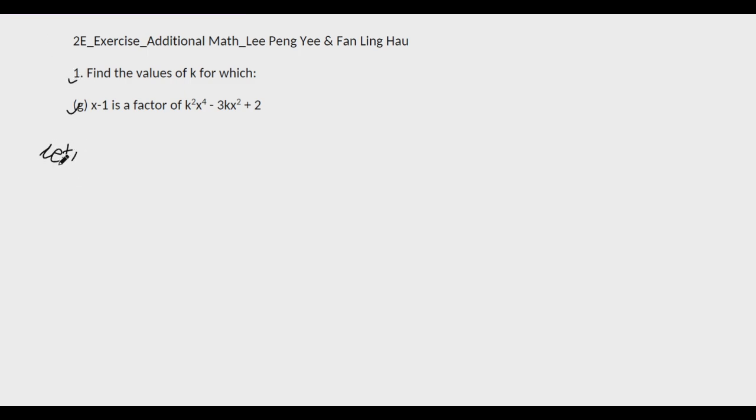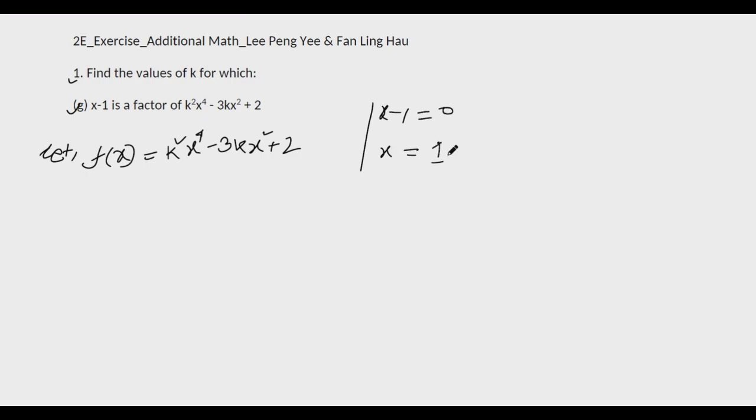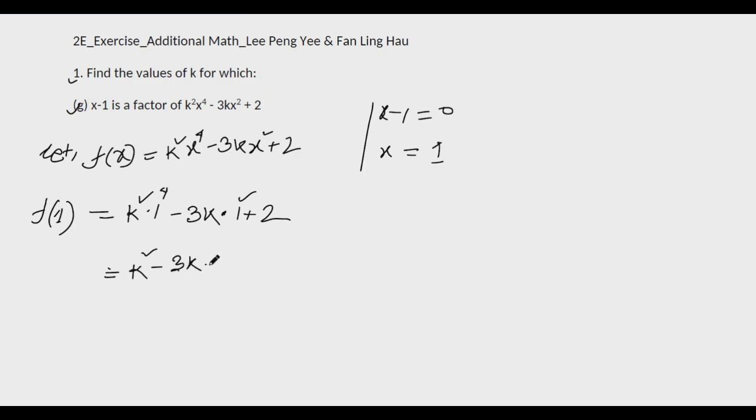First let f of x is equal to k squared x to the power 4 minus 3k x squared plus 2. Now we should find the value of x by putting x minus 1 is equal to 0, and x will be 1. So if we put the value of x, that is 1, we will get f of 1 is equal to k squared into 1 to the power 4 minus 3k into 1 squared plus 2. So we will get here k squared minus 3k plus 2.